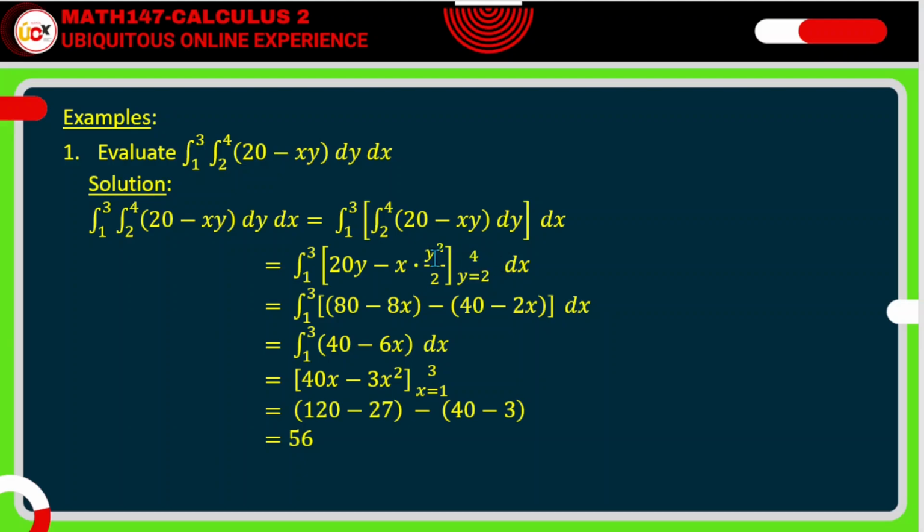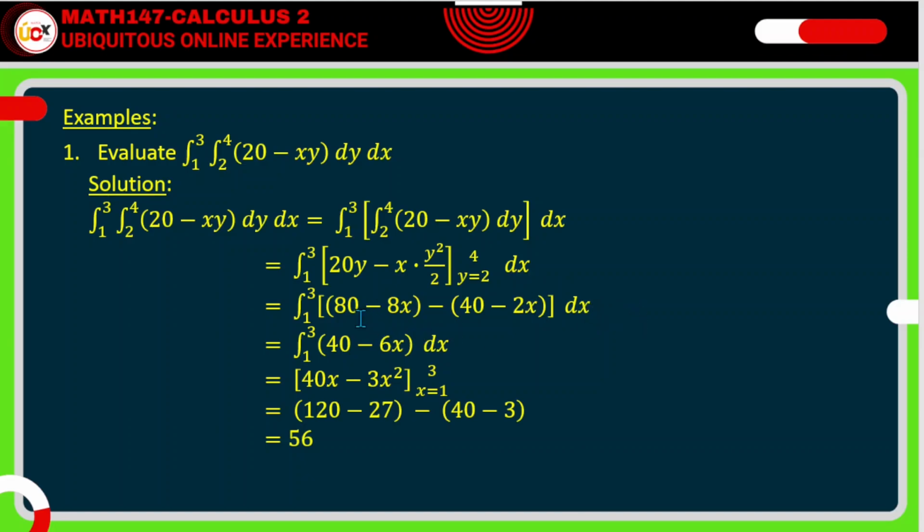So you have, by substitution, 4 squared is 16, divided by 2 is 8, times x, so you have 8x. Minus, if y is 2, then 20 times 2 is 40, minus, factor out x, and then substitute the value of y, which is 2. So 2 squared is 4, divided by 2 is 2, times x is this one, negative 2x, multiplied by dx.